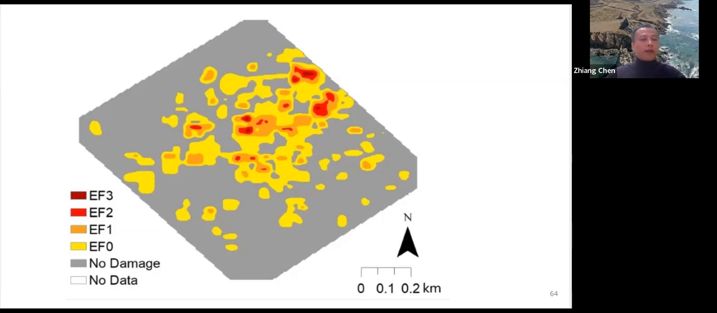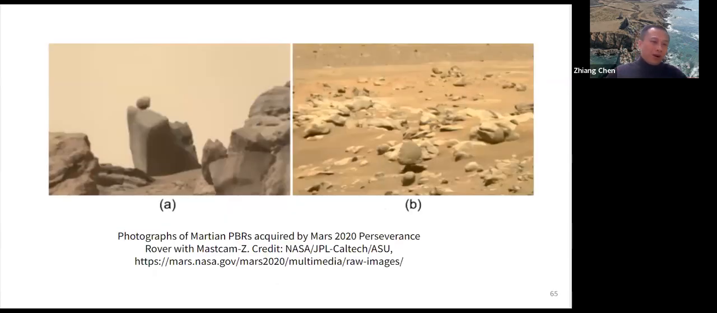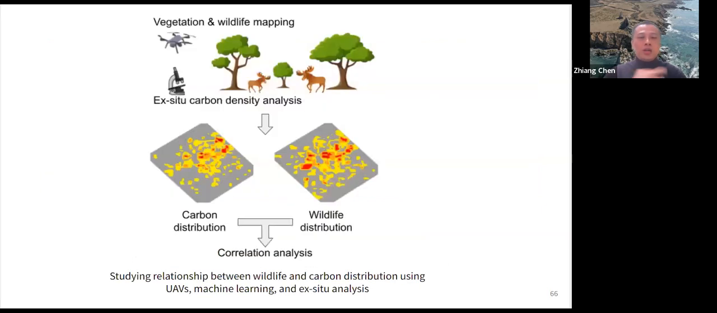PBRs are common on Earth, and surprisingly, we also found them on Mars. Those photos are from the Mars 2020 rover. Because PBRs can provide upper bound ground motion, we can integrate this with flooding for better ground motion analysis and estimation. And I'm also interested in carbon and environmental monitoring.